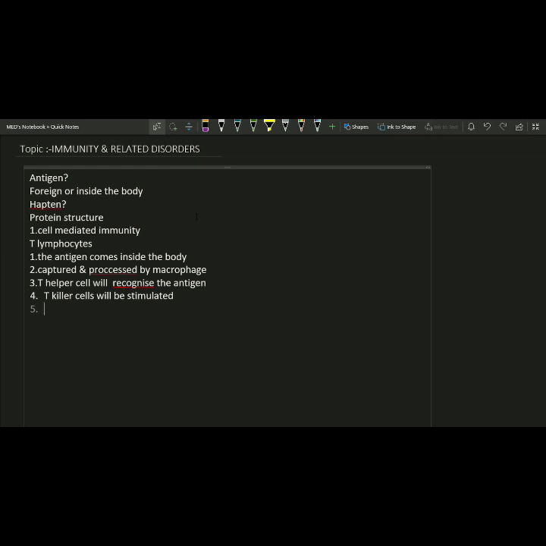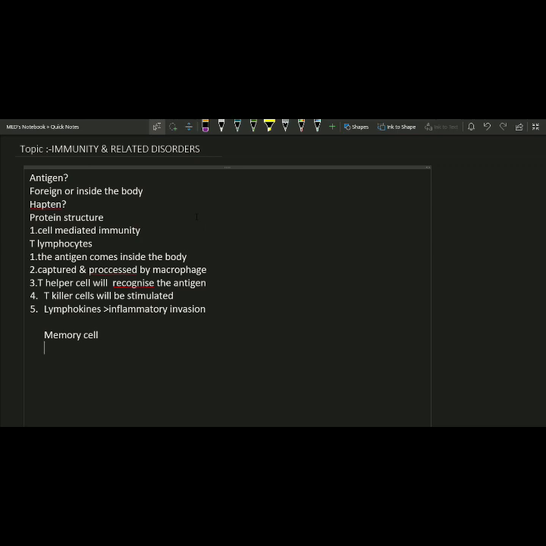Alright, so the T cell will start to release lymphokines. As a result, these lymphokines will stimulate an inflammatory reaction at the site of antigenic invasion. So there is an inflammatory reaction. Alright, so by this the antigen is destroyed inside the body. There are certain cells which are stopped at the G1 phase. They are called memory cells.